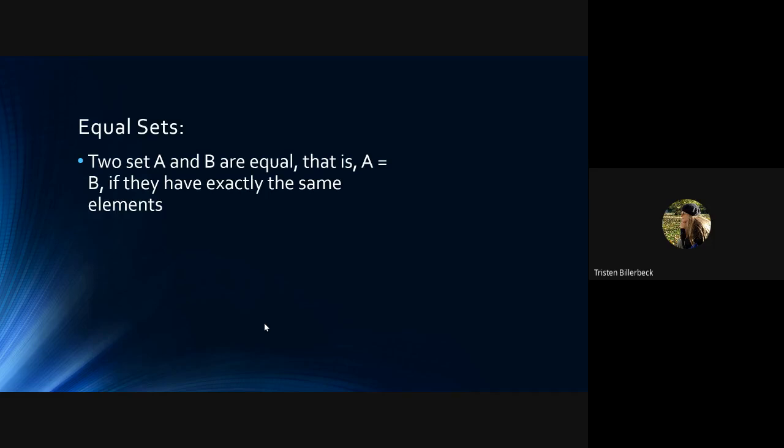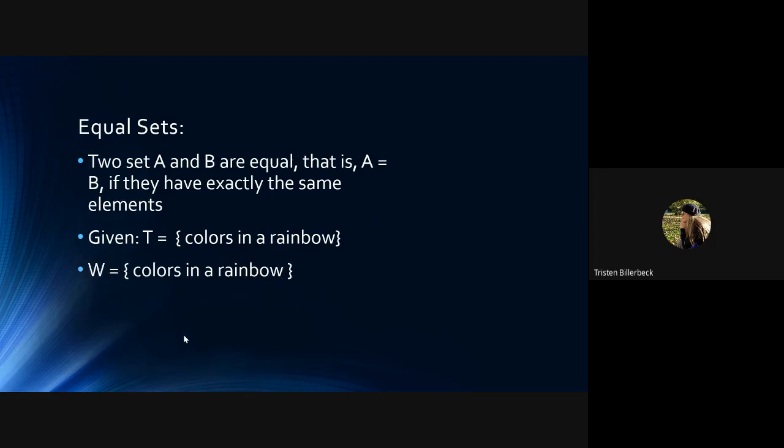Two sets A and B are equal, that is, A equals B, if they have exactly the same elements. So let's look at that. Given T equals colors in a rainbow, and W equals colors in a rainbow. So T equals W. There you have it. That's what an equal set is.